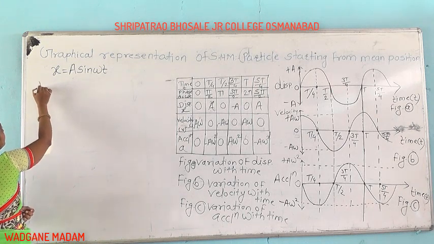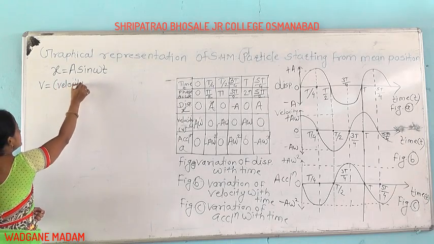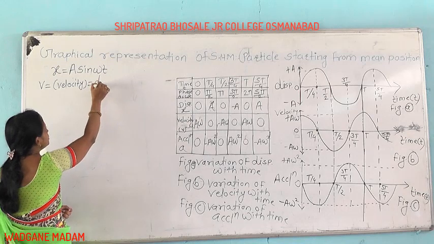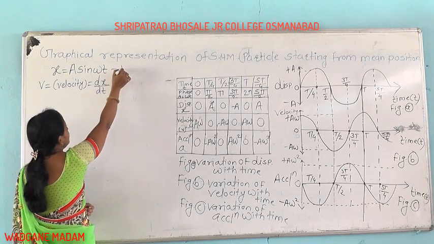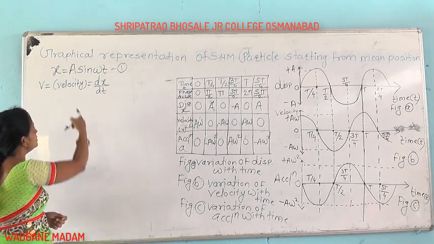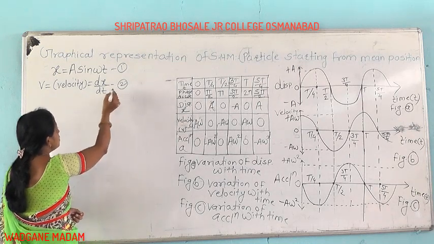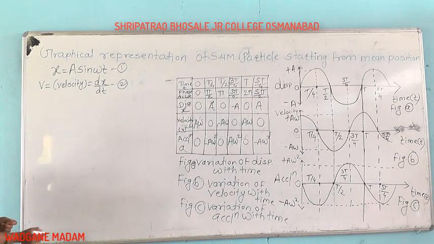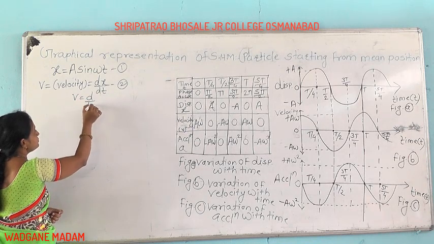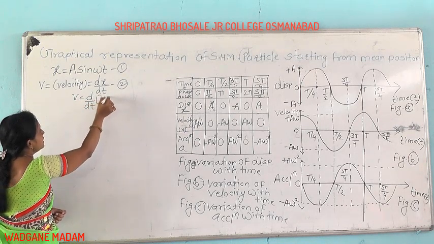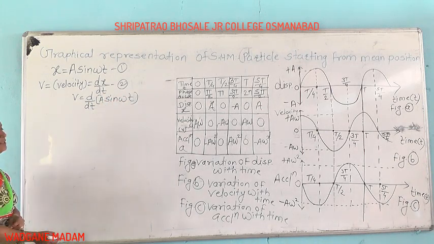Therefore, after that we know that velocity v is equal to the rate of change of displacement with respect to time, that is dx by dt. Say this is equation number 1. By putting this value of x from equation 1 in equation 2, we get v is equal to d by dt of a sin omega t, since x is equal to a sin omega t.